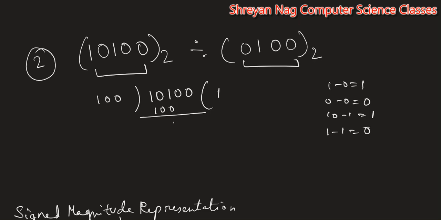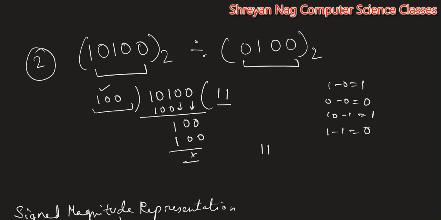So 1 minus 0 is 1. 0 minus 0 is again 0, and 1 minus 1 is 0. So we will not write that. Then since we have three numbers, all 3 numbers will come down. So 1 times 1 is 100. So our answer is 11.